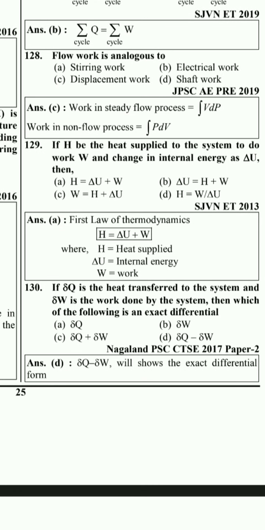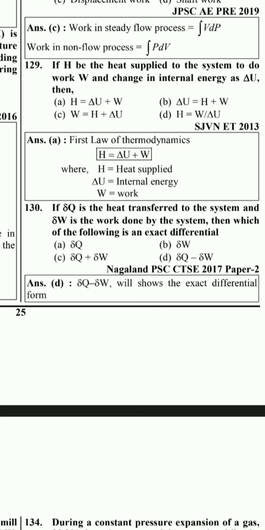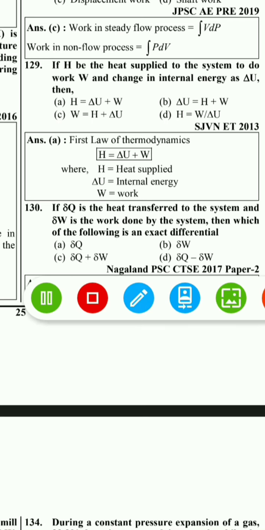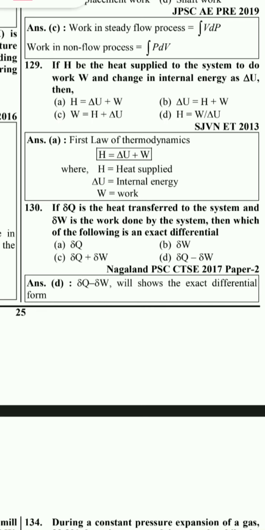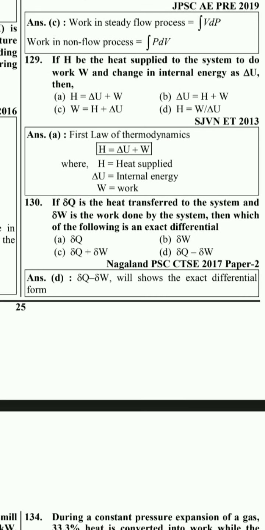Then next question, if del Q is the heat transfer to the system and del W is the work done by the system, then which of the following is an exact differential? So first of all we must know what is exact differential and inexact differential. Properties of a system, that is pressure, temperature, enthalpy, entropy, all are exact differentials, and those that are path functions, not properties of a system, like heat and work, are all inexact differentials.